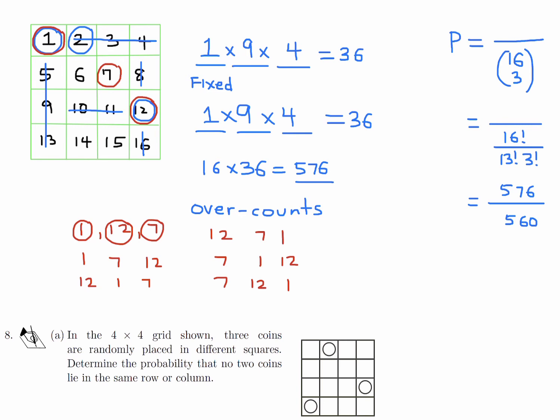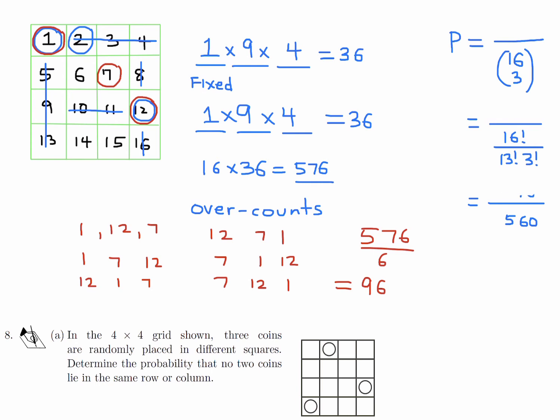I could have first put the coin in slot 7, then put the next coin in slot 1, and then put the next coin in slot 12. But if I did, it's the same thing. So each of these is counted 6 times. So this number I've overcounted by a factor of 6. So I have to divide 576 by 6 to get the number of unique different combinations. And if I do that, 576 divided by 6 is 96.